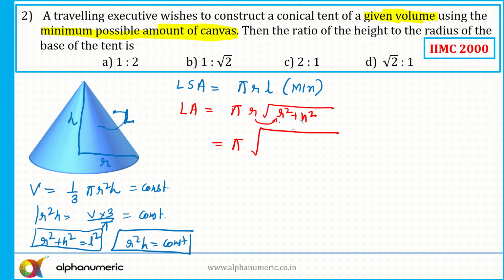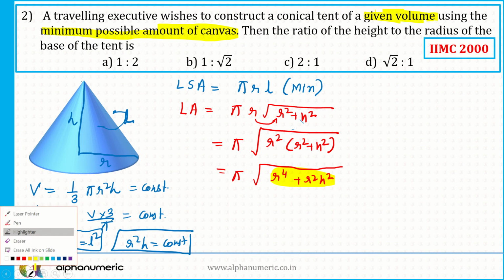If you take this r inside, what will I get here? That will be r square into r square plus h square. So I can say lateral surface area is equal to pi into root of r raised to power 4 plus r square h square. And if the lateral surface area is minimum, it means the term inside the square root should also be minimum. So we need to minimize this value, that is r raised to power 4 plus r square h square.